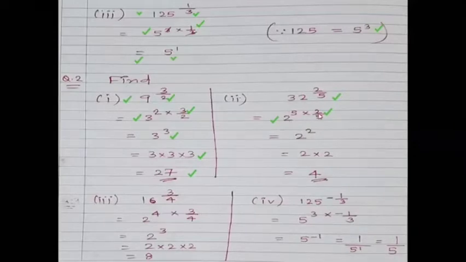2 raised to the power 2. So 2 raised to the power 2 is basically 2 into 2. 2 gets multiplied twice, which is the answer, 4.